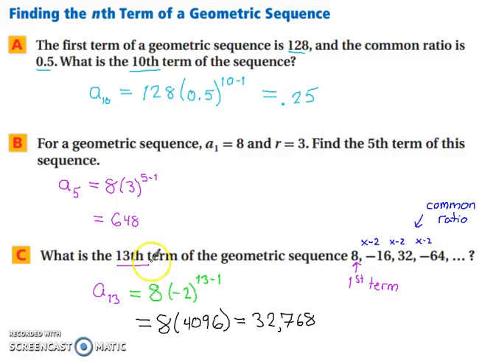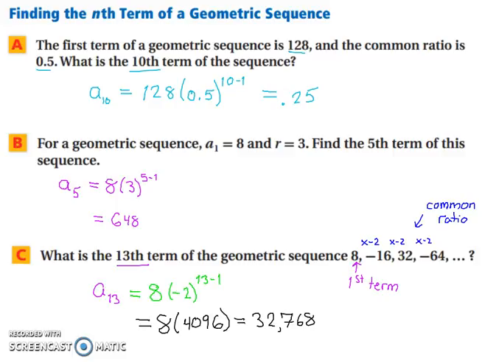They gave us the term we were looking for, and they gave us a sequence of numbers. So we had to look at it and notice that 8 was our first term, and then we needed to find the common ratio. So each time it kept multiplying by -2. So the common ratio was -2. So we take 8 times the quantity -2 to the 13 minus 1. And we take our -2 and put that to 12, which gave us 4,096. Now we multiply that by 8 to get our grand total of 32,768. So that's the 13th term in this geometric sequence.